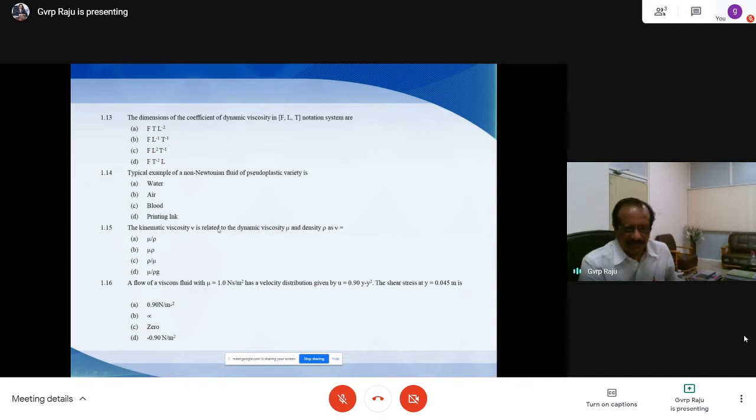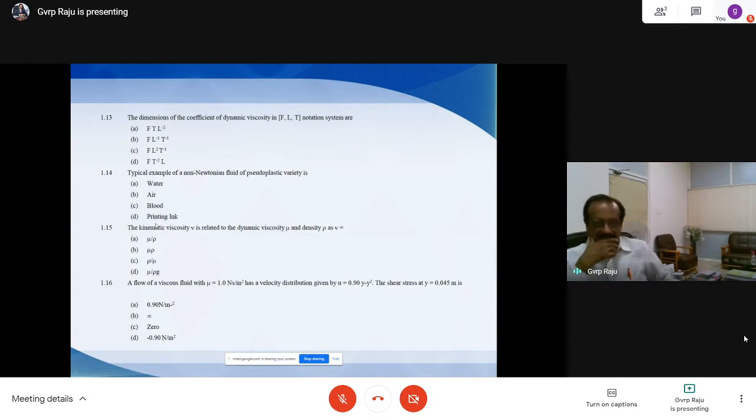So the relation is between mu and rho. People may think that maybe this is A or D, but this is not mu by W. This is mu by rho. Rho is equal to W by g, not like that. And this is mu by rho. So the answer for 1.15 is B.